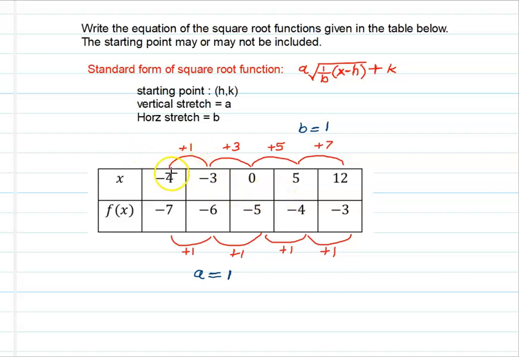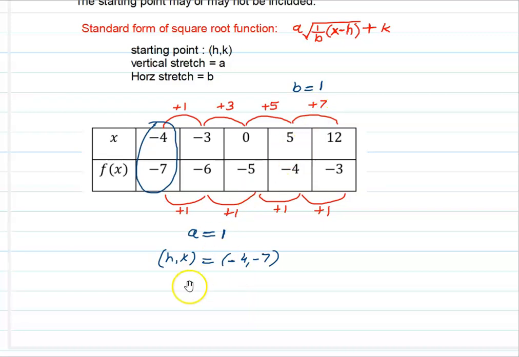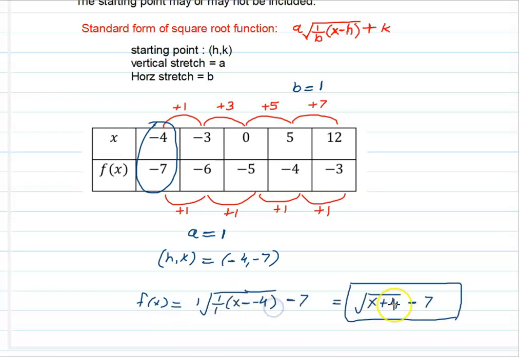And let us look at the starting point. When the difference in x values is 1, that gives you the starting point. So here the difference is 1. So this gives you the starting point, -4 and -7. So we got the starting point as (-4, -7). Next we plug in the values of a, b, h and k into the standard form and we get the answer. So this is the equation of the square root function for this given table.